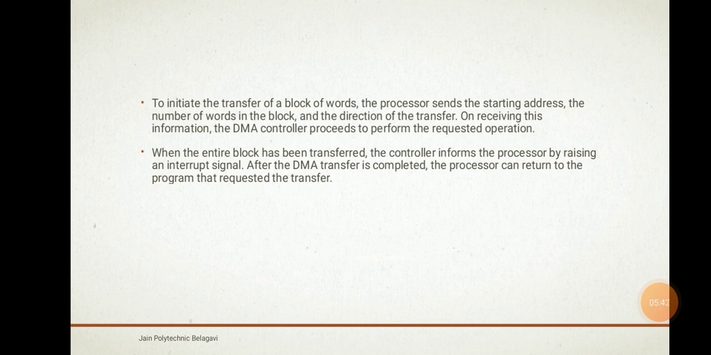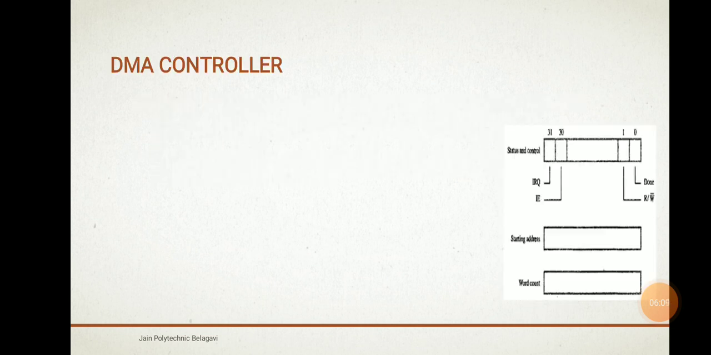Now, to initiate the transfer of a block of words, the processor will first send the starting address, the number of words in the block, and the direction of transfer. Once it receives these, the DMA controller will proceed to perform the requested operation. Once all the words have been transferred, the controller will inform the processor by raising the interrupt signal, which means the entire block has been transferred. So the processor can return to the program that requested the transfer.